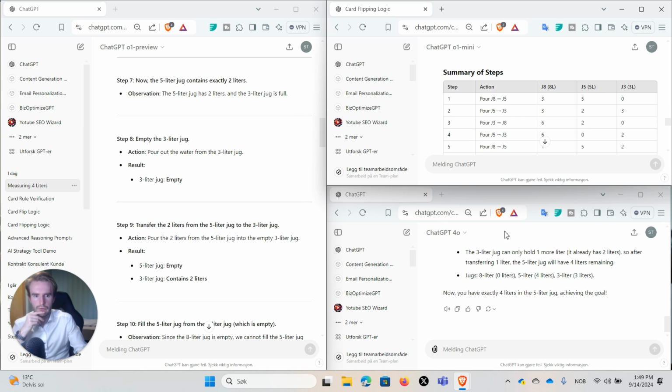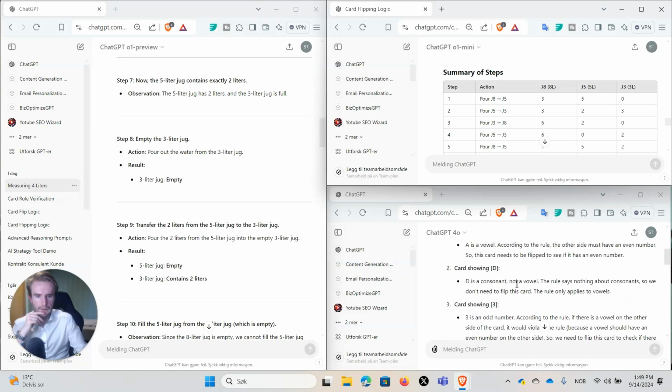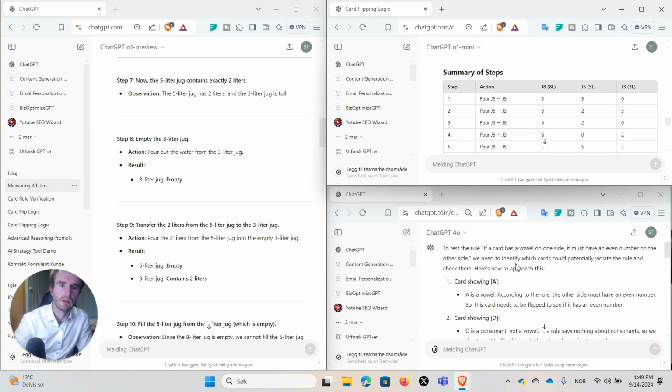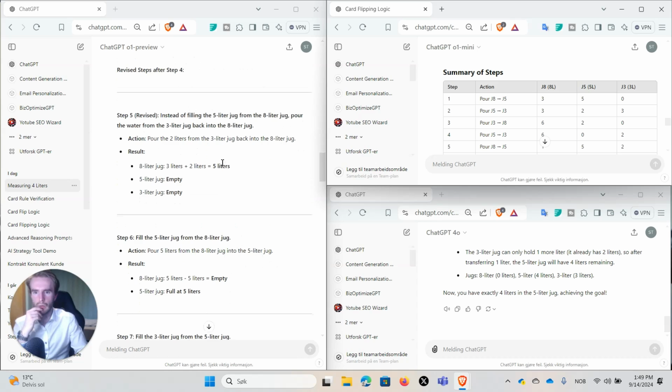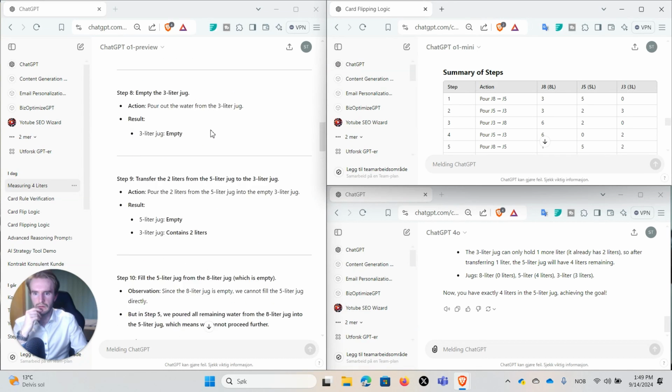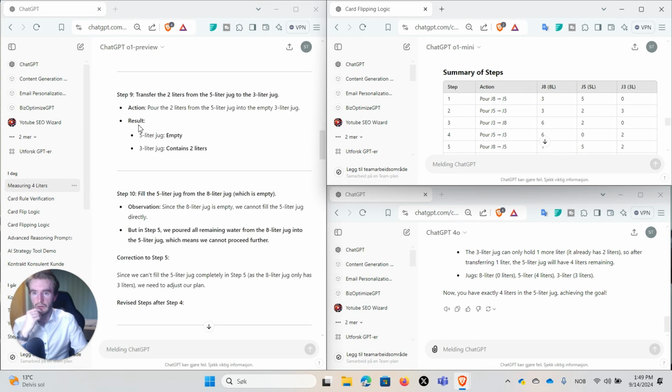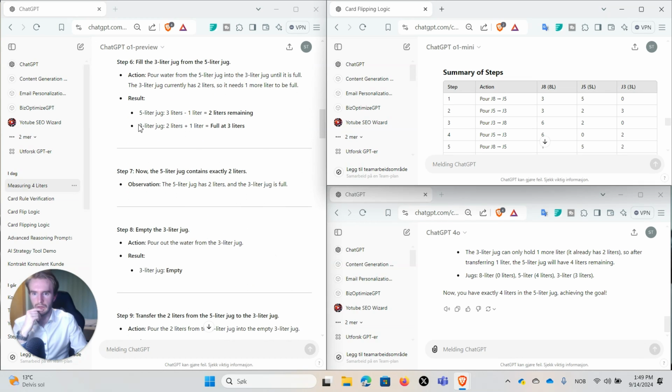And what's different between the different models as well is that here we get a lot more elaborate explanations. Okay, there are even more steps here as well.